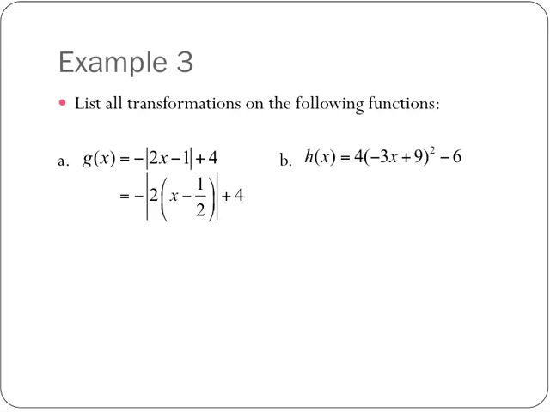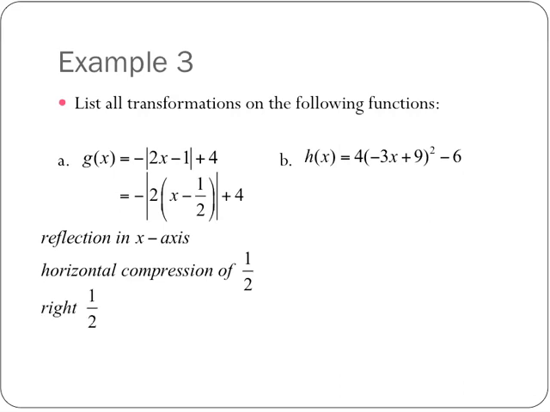So the negative on the outside of the function represents a reflection in the x-axis. We have a 2 multiplying the x inside the function, so that will be a horizontal compression by a factor of 1/2. We have the minus 1/2, which represents a shift to the right by 1/2. And then we have the plus 4 on the outside, which represents the graph shifting up by 4.